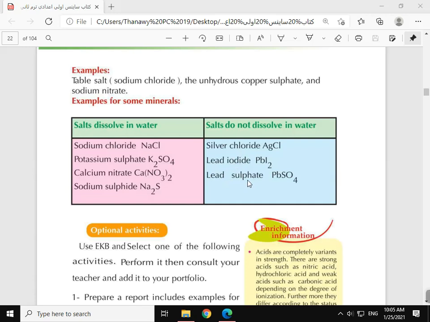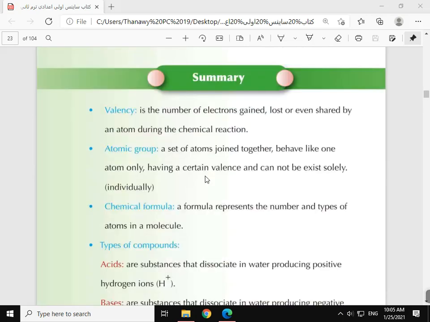Okay, let's show the summary of our lesson: valency, atomic group, chemical formula, types of compounds.